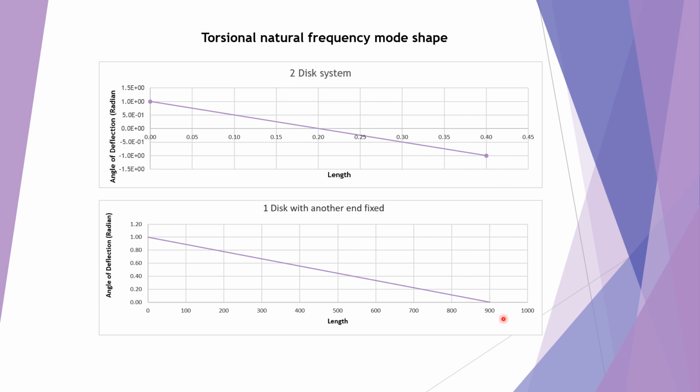Here one end is fixed, so there is no displacement. At the one free end, you have the displacement. Next turn, this will go down. So this way it will be rotated because the other end is fixed. So this is the typical mode shape of torsional natural frequency.